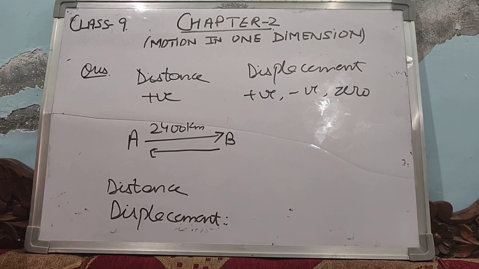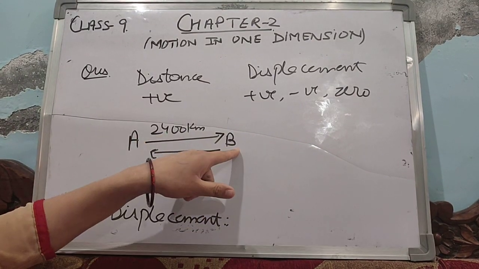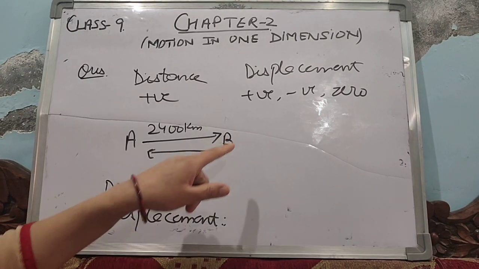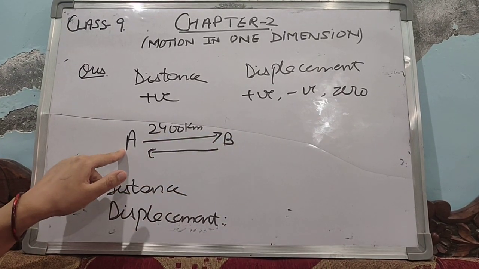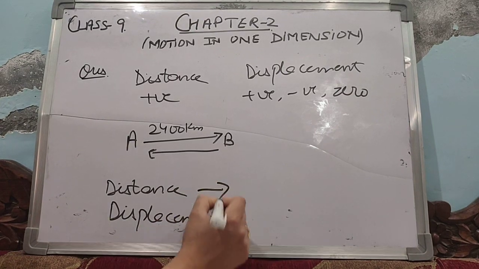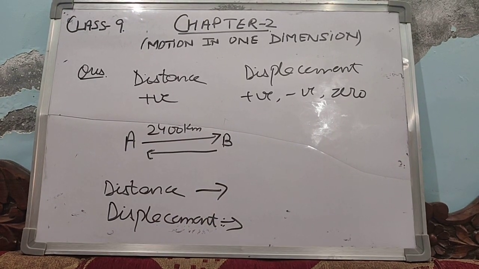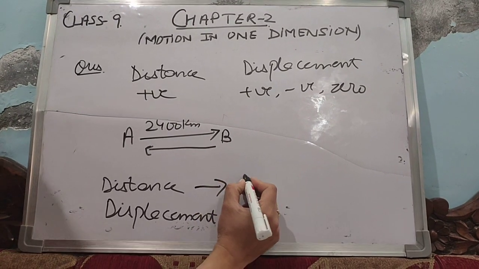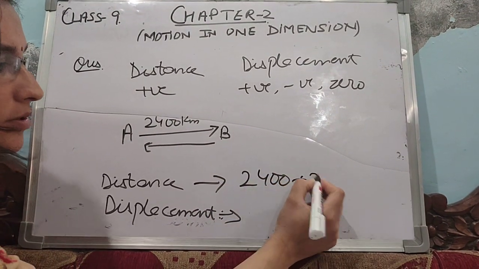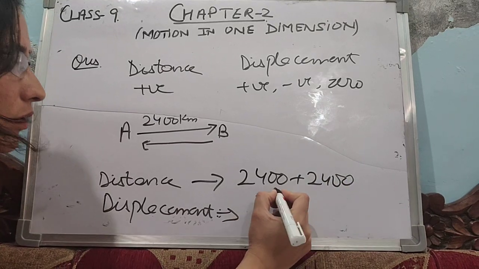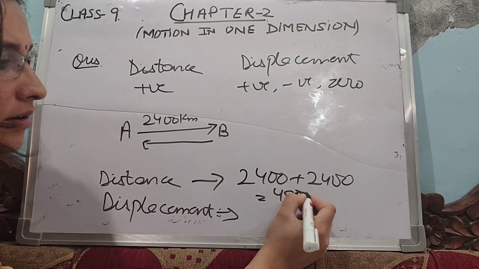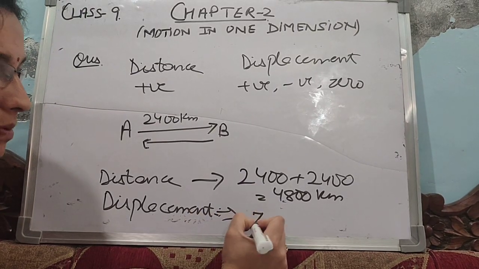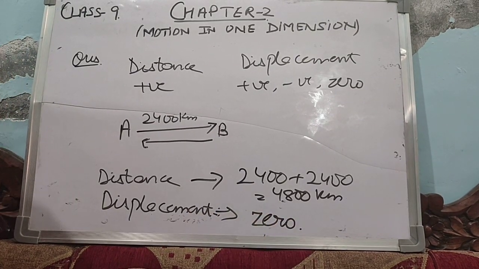Again I repeat, a body moves from point A to B and covers a distance of 2400 kilometer, and again it comes back from point B to A. So what is the distance? Distance is the total length traveled. So distance will be equal to 2400 plus 2400, that is equal to 4800 kilometer. What about displacement? Displacement in this case is equal to 0.